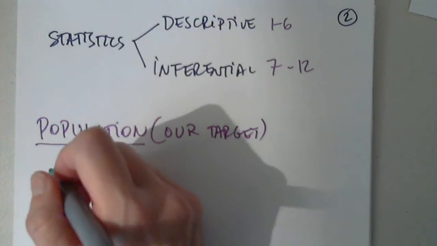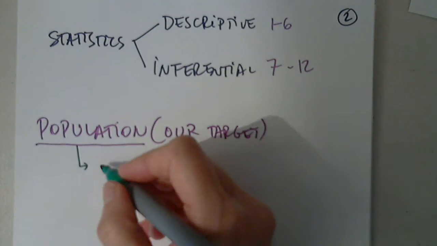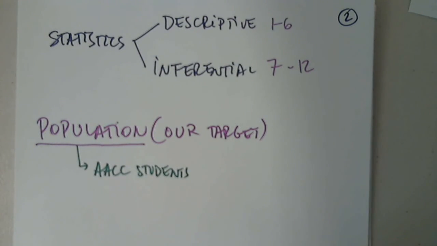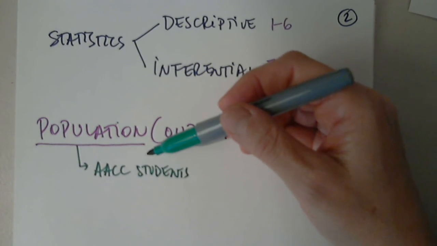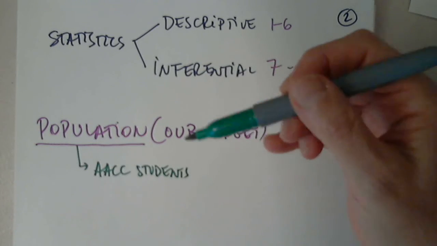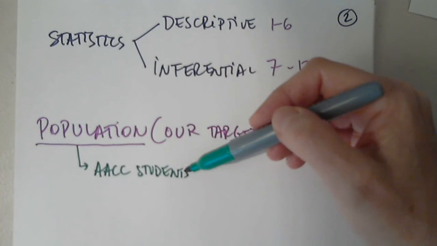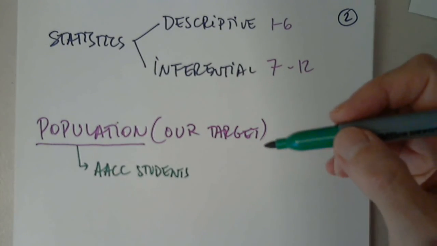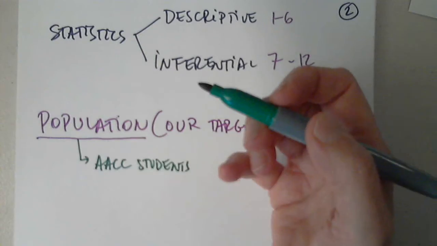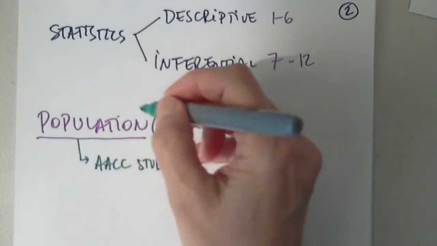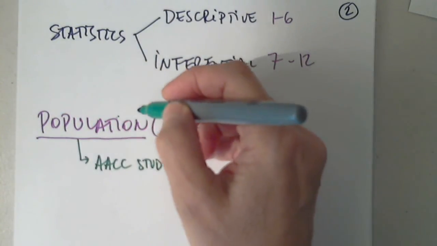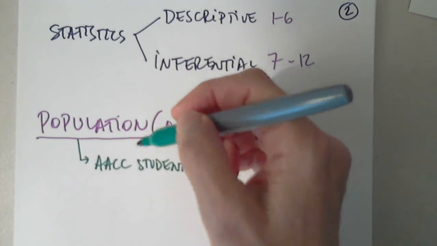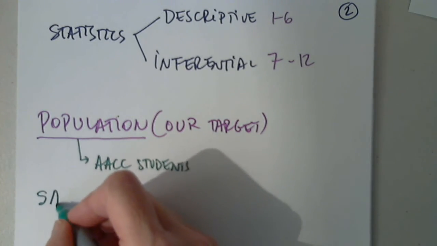If the population that I'm talking about is AACC students, we're not talking about millions, and I can create a study and study the entire population of AACC students. That's not going to be a big deal. But if we're talking about big populations, we will not be able to do a census like we're doing this year on everyone. If we're not able to, then we're going to look at a sample.